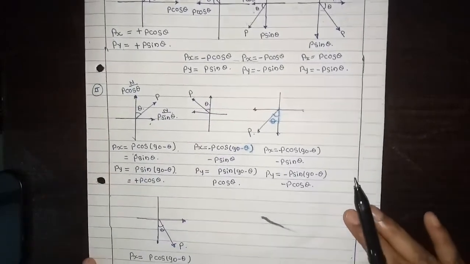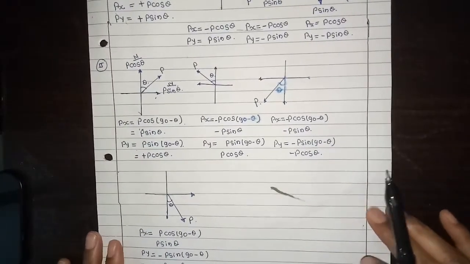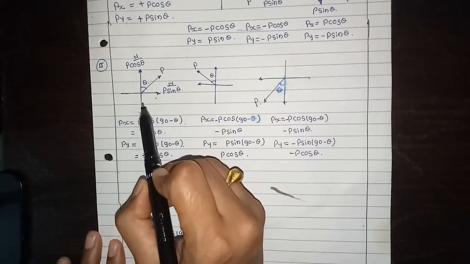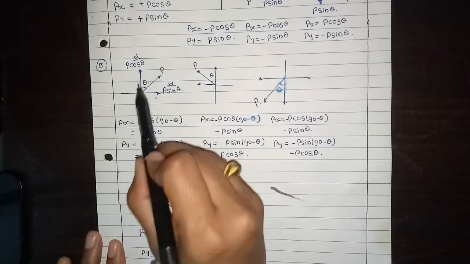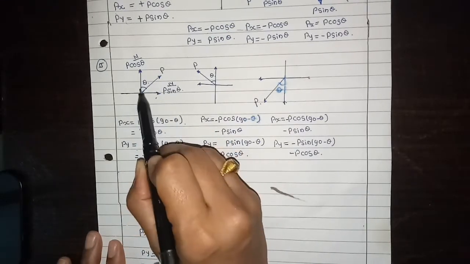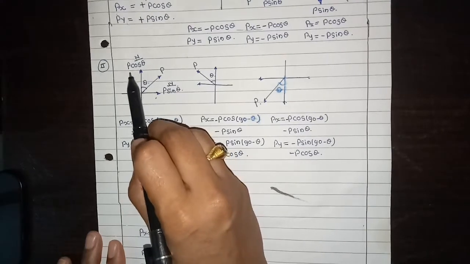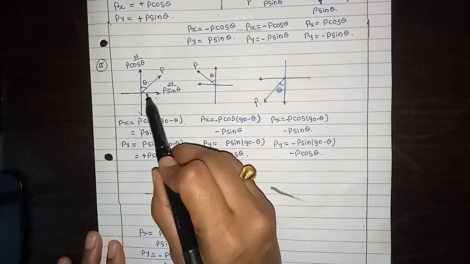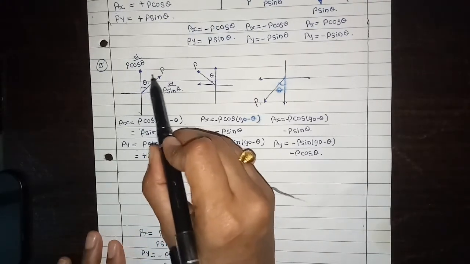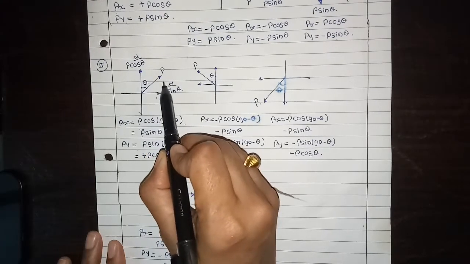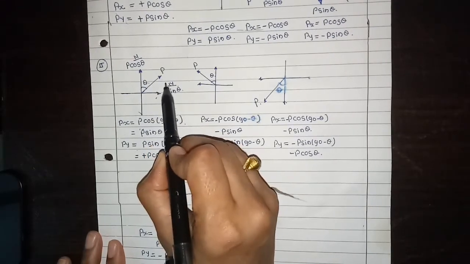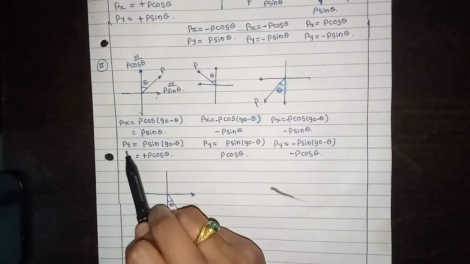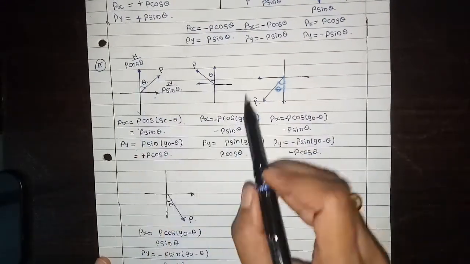The next part is where theta is the angle with the vertical axis. Here we have P cos theta and P sin theta, so P cos theta is along the vertical and P sin theta is along the horizontal. How do we calculate Px? P is resolved into two directions, x and y. So Px is equal to P sin theta, right? And Py is equal to plus P cos theta.